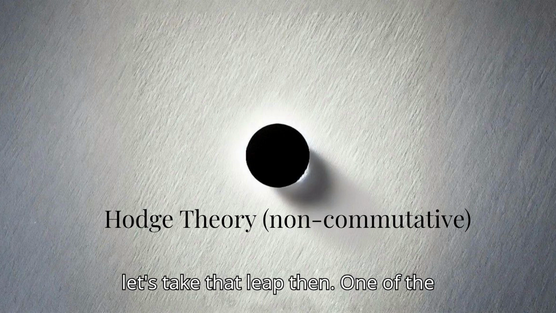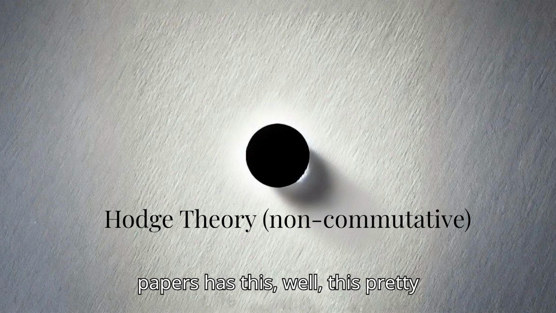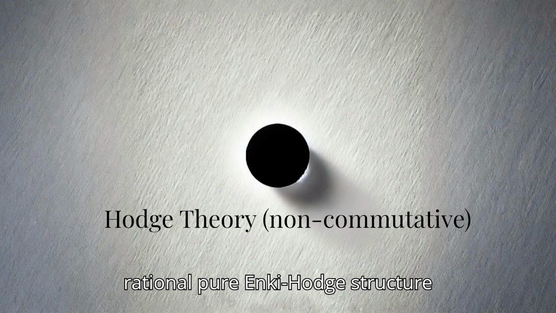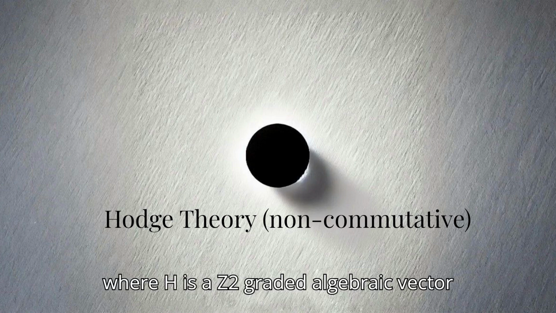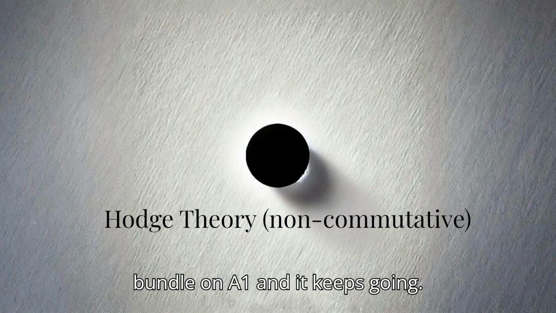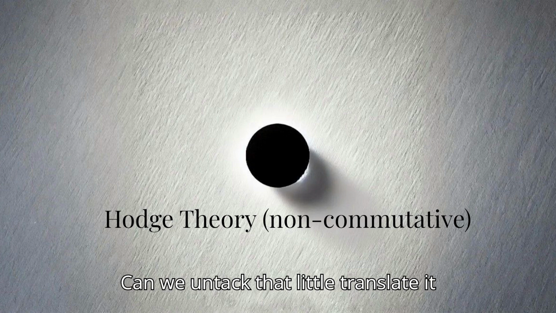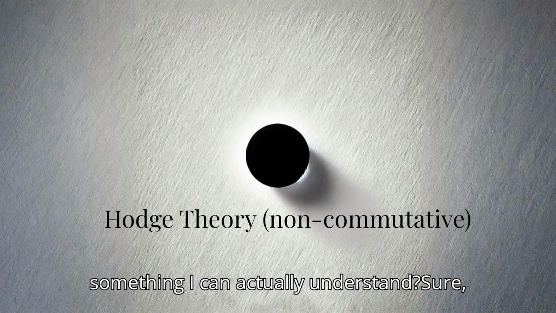Okay, so let's take that leap then. One of the papers has this pretty intimidating definition. It says, a rational, pure Encke Hodge structure consists of the data H, E, B, ISO, where H is a Z2-graded algebraic vector bundle on A1. And it keeps going. Can we unpack that a little, translate it from abstract math to something I can actually understand?